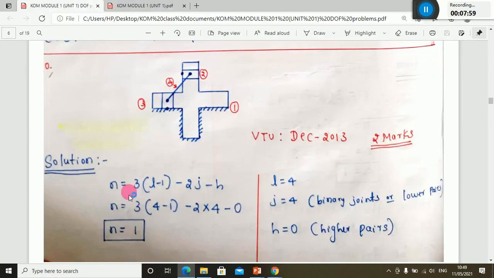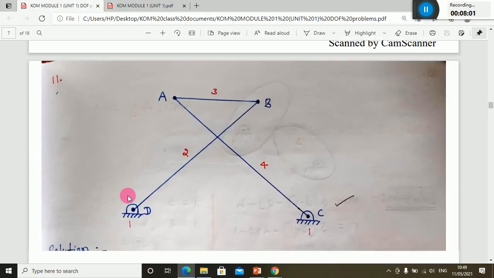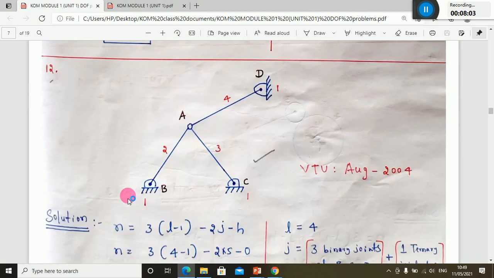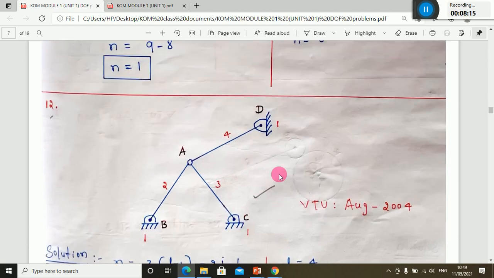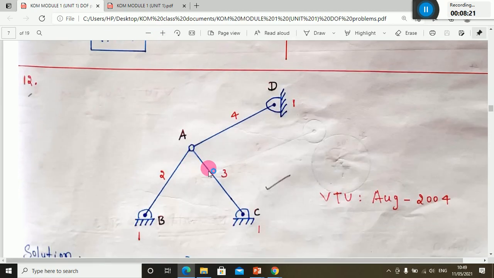So in that case, I'll move towards the next one. Better I can take this one. Just copy this 12th problem, this one. Just take a rough diagram.